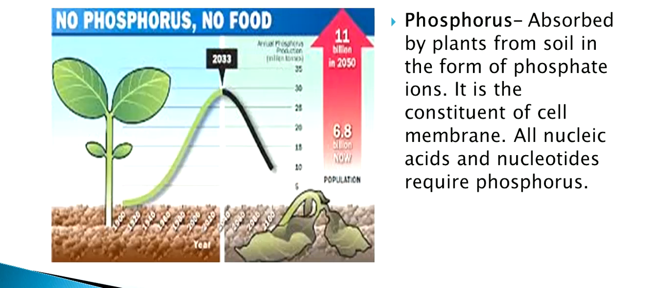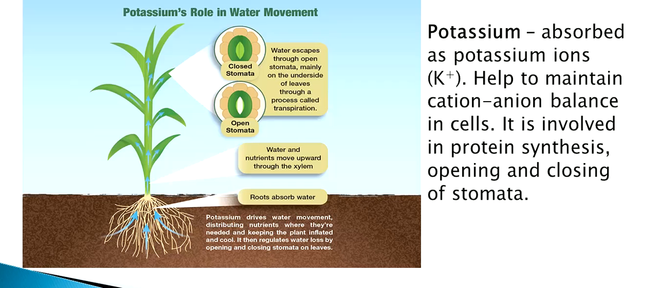Phosphorus, absorbed by plants from soil in the form of phosphate ions. It is a constituent of cell membrane. All nucleic acids and nucleotides require phosphorus. Potassium, absorbed as potassium ions K+, helps to maintain cation and anion balance in cells. It is involved in protein synthesis, and opening and closing of stomata.